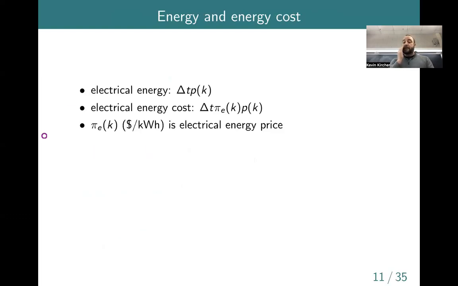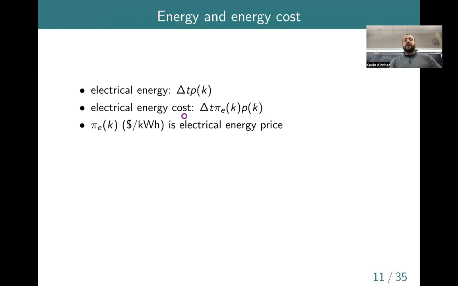So I think the simplest objective that you can think of when optimizing a DER or a fleet of DERs is just to minimize the energy. And so there, that's very simple. It's just the duration of the time step times the power that's used over the time step.